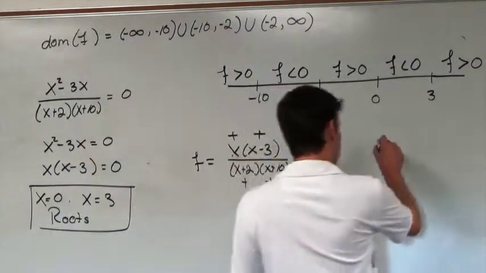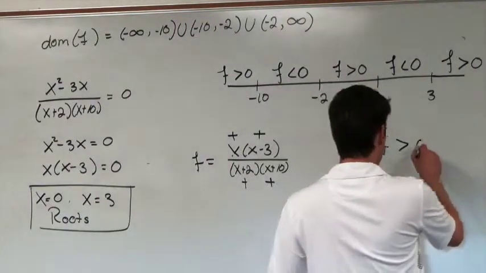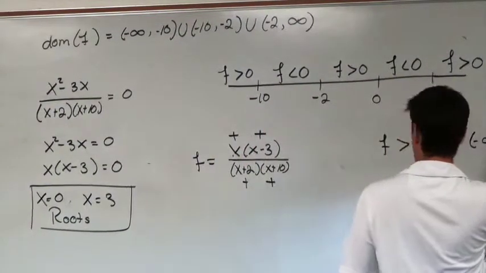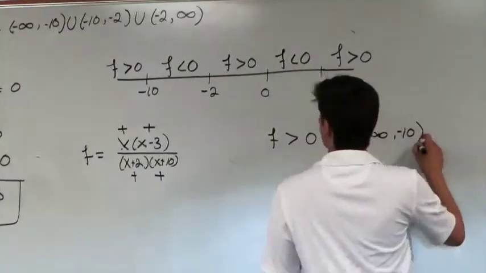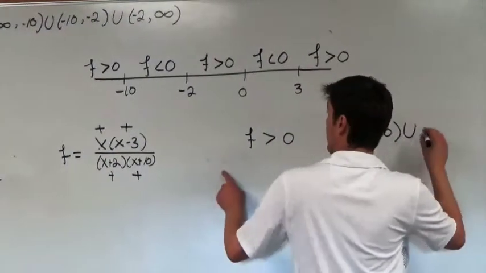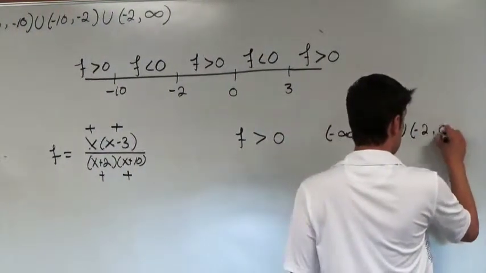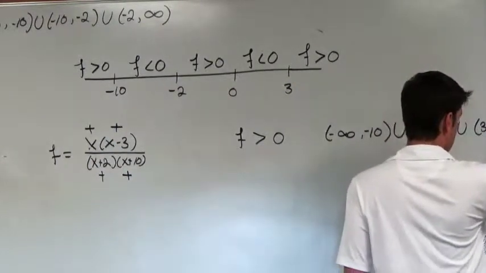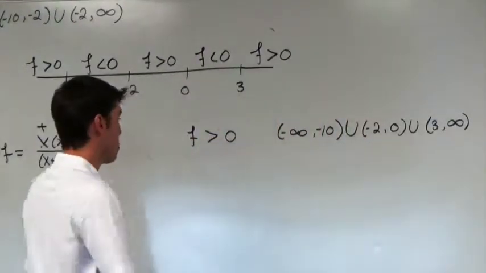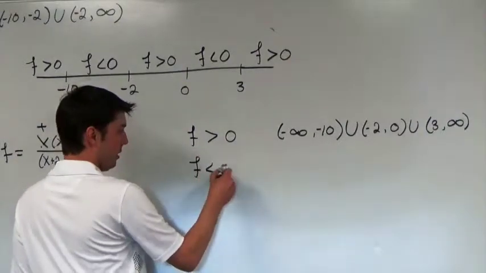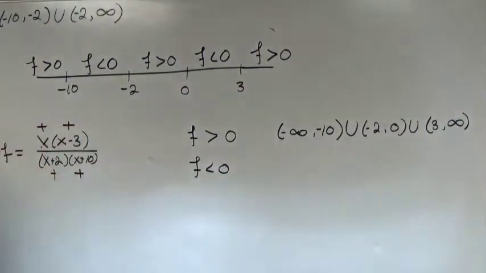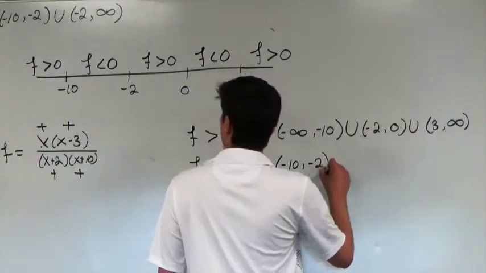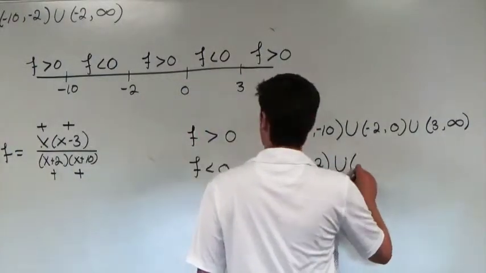Give your answer in interval notation. So f is greater than 0 from negative infinity to negative 10, union negative 2 to 0, union 3 to infinity. And f is less than 0 from negative 10 to negative 2. And again, from 0 to 3.